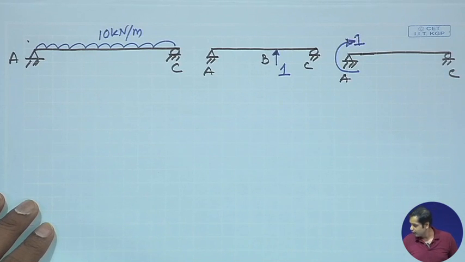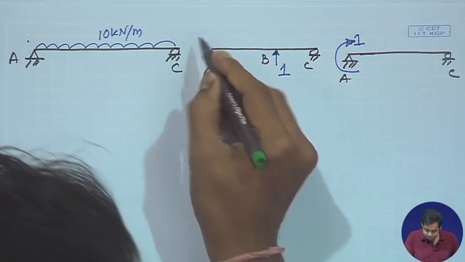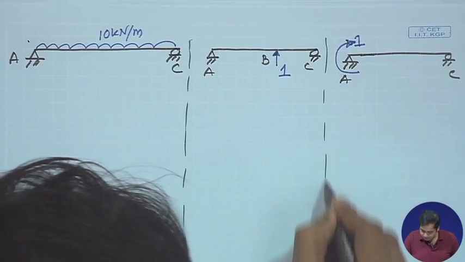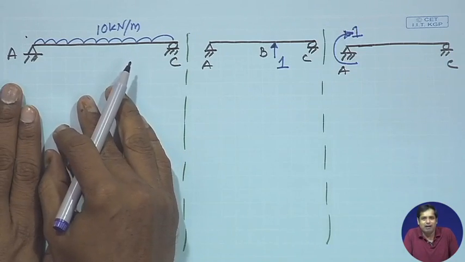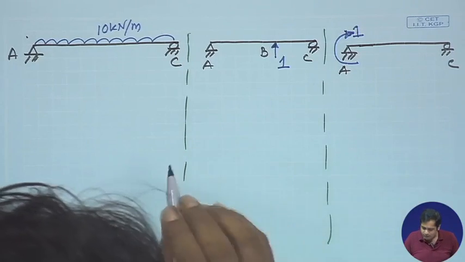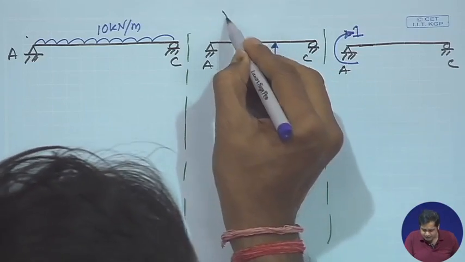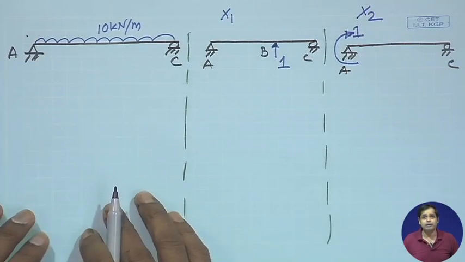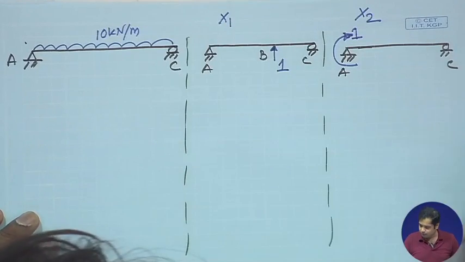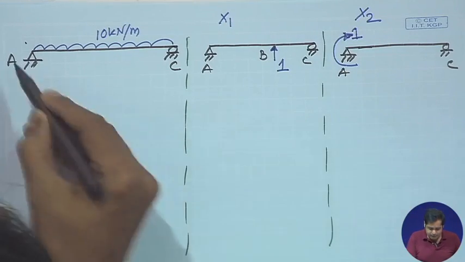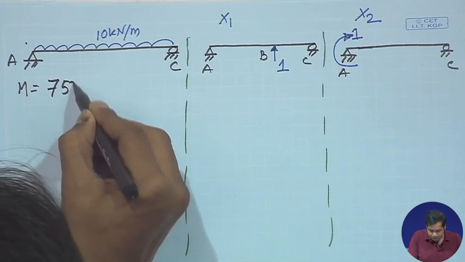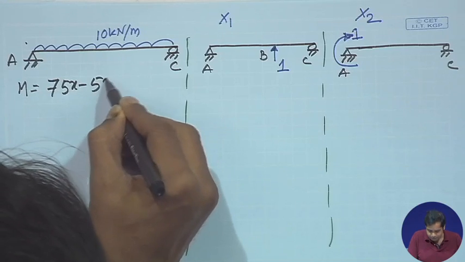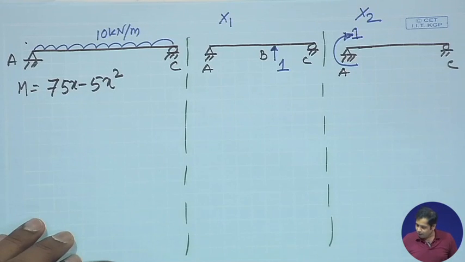Okay. Now, let us just divide this into 3 parts. Okay. Now, this we have already done, right. Now, this is x1, in this case it is x1 and in this case it is x2. The redundant forces are x1 and x2. Now, what is the expression for M? The expression for M, as we just saw, is 75x minus 5x square. Okay. Now, let us find out what is m1 here.